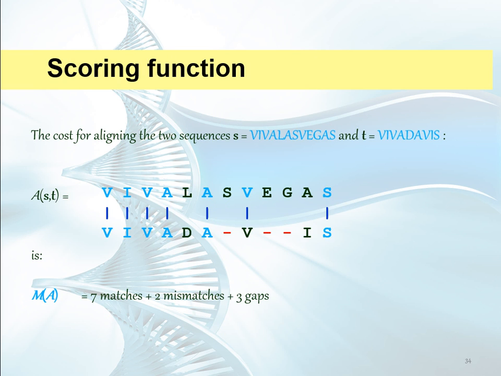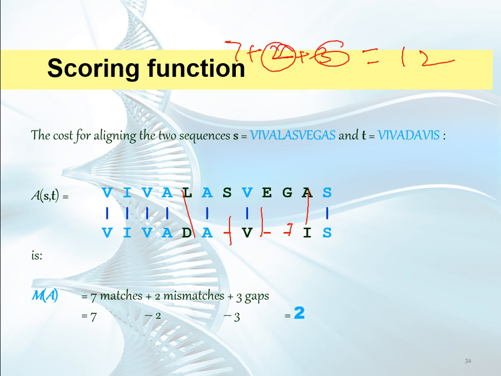The total is 7 matches plus 2 mismatches plus 3 gaps. This is 1, 2, 3. Mismatch is 1, 2. Okay. So 7 plus 2, 8, 9, 10, 11, 12. Total is 12. So 7 minus 2 minus 3 is equal to 2. So this is the score, the cost of the alignment for the two sequences.